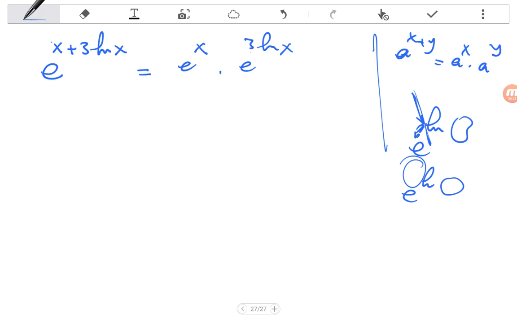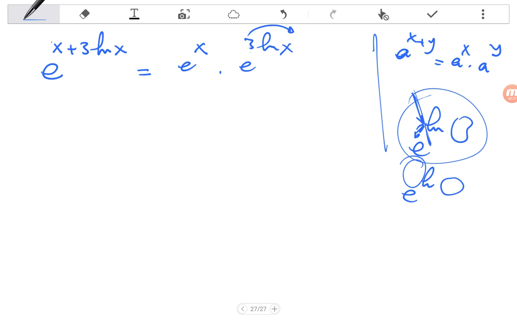But here I have 3. It prevents me from eliminating the effects of e and ln. But could I use the properties of ln to make it into that expression? Can I do that? Yes.